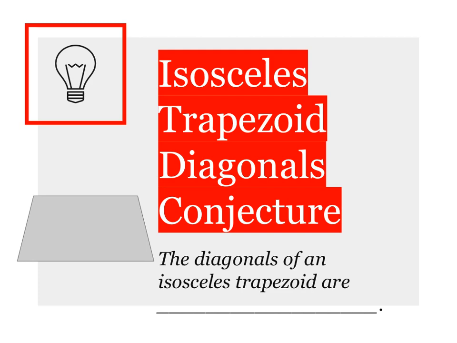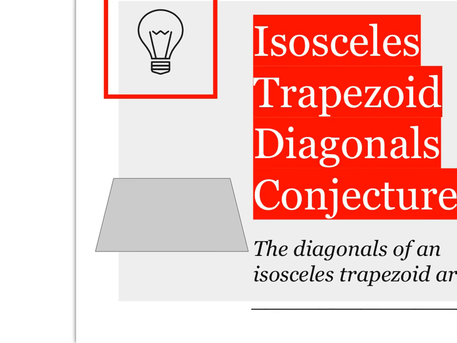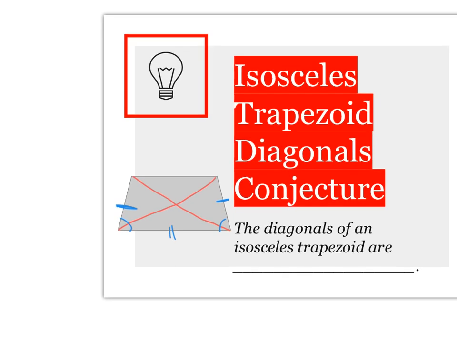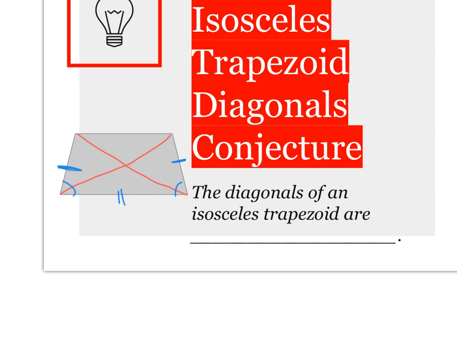If, again, I have that isosceles trapezoid, so these sides are the same, and I draw in some diagonals, they both have these congruent sides and this base. That means that third side has to be congruent as well, okay, because the angles are also the same. So the diagonals of an isosceles trapezoid will be congruent.